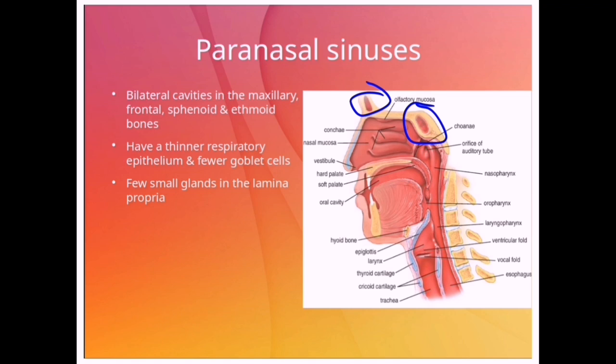These paranasal sinuses are connected to the nasal cavity via small channels. It is through these small channels that mucus produced in the mucosa of the paranasal sinuses passes into the nasal cavity, such that the paranasal sinuses won't get clogged. These paranasal sinuses can get inflamed in what we call sinusitis.